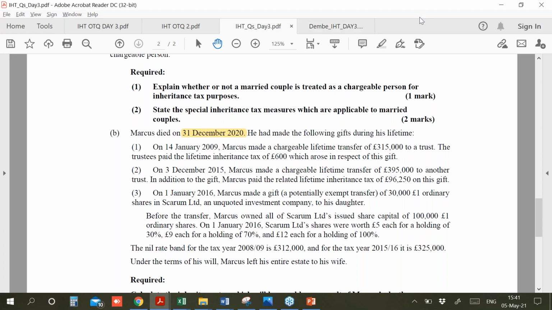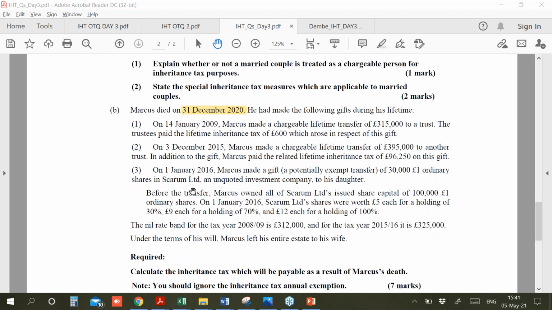Okay, then on 1st January 2016, Marcus made a potentially exempt transfer of 30,000 ordinary shares in Scarum Limited, an unquoted investment company, to his daughter. Again, guys, shares are of such a type that their value is different at different levels, so we'll not be calculating the value straight away. We'll be using the method that tells us the decline in wealth. Before the transfer, Marcus owned all of the share capital of 100,000. On 1st January, the shares were 5 for a holding of 30%, 9 for a holding of 70%, and 12 for a holding of 100%.